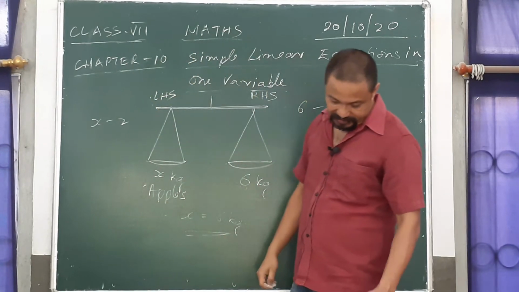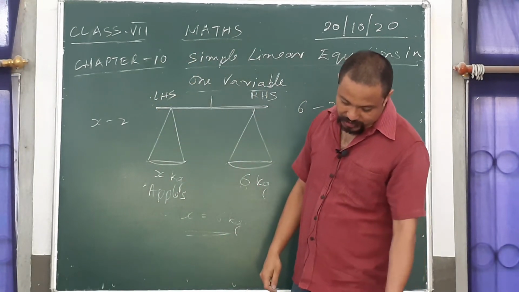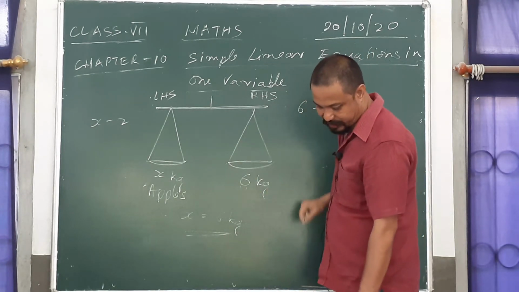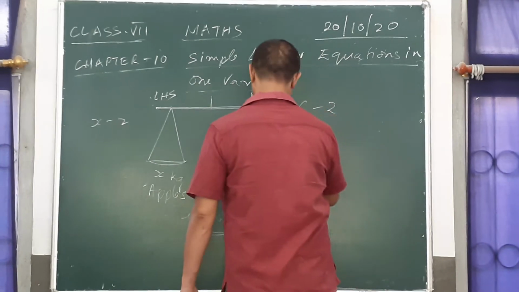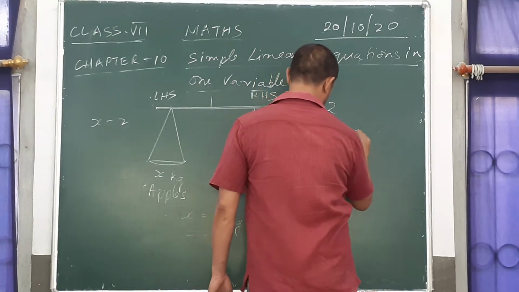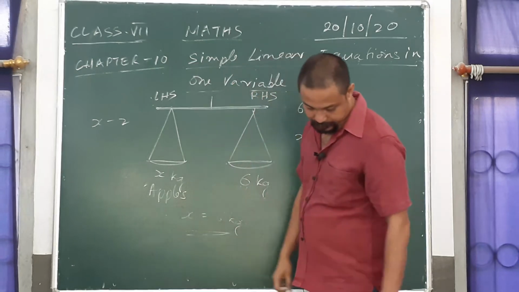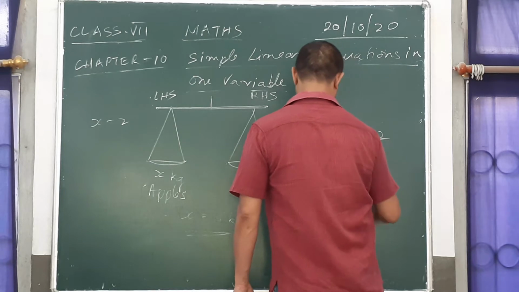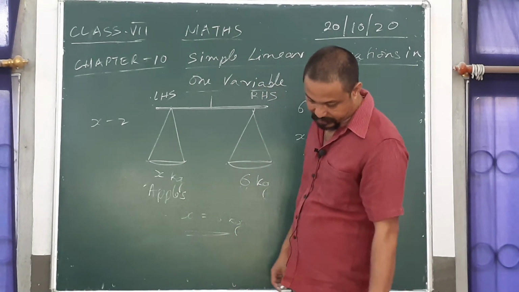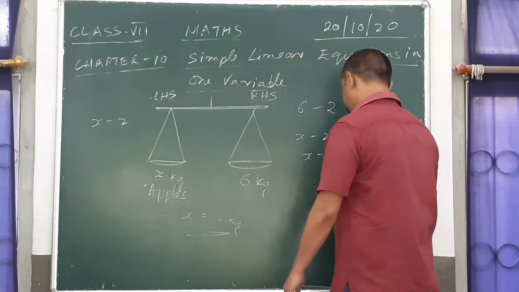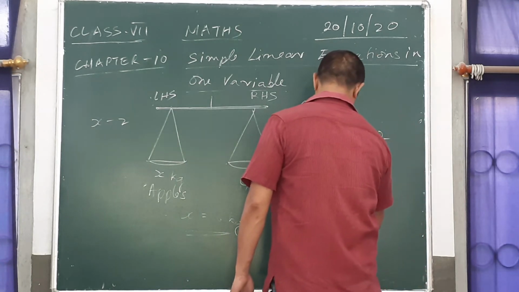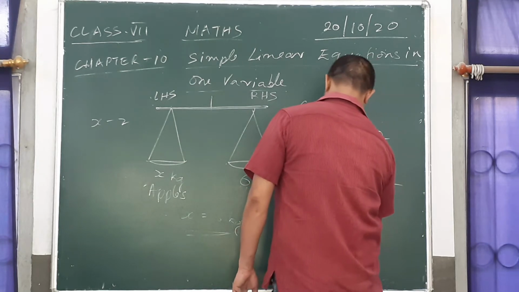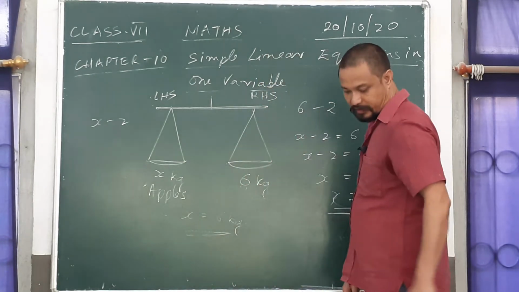Okay, the pan will dip to the right. It will return to the original position if you remove the same number of kilograms, that is 2 kilograms weight, from the right pan. Okay, so we have an equation, x minus 2 is equal to 6 minus 2, right? So x minus 2 is equal to 4. Now if you have to find the value of x, it will be 4 plus 2, 6 again. Okay, next part.